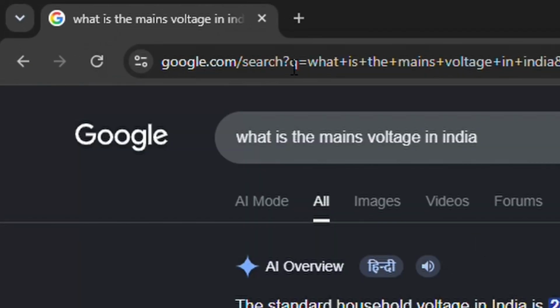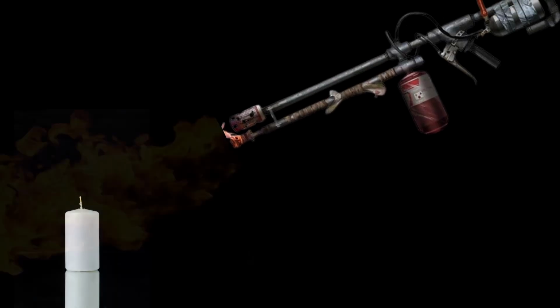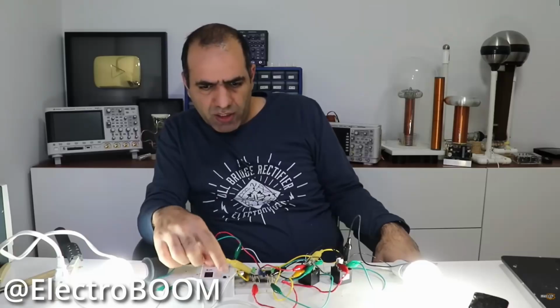But there's a problem. You see, the mains voltage where I live is 220 volts, while the Arduino runs on 5 volts. And trying to connect them together is like lighting a candle with a flamethrower. That's where a relay comes in. All it does is take a low voltage signal and switch the high voltage load. Now that the hardware was done, next comes the software.